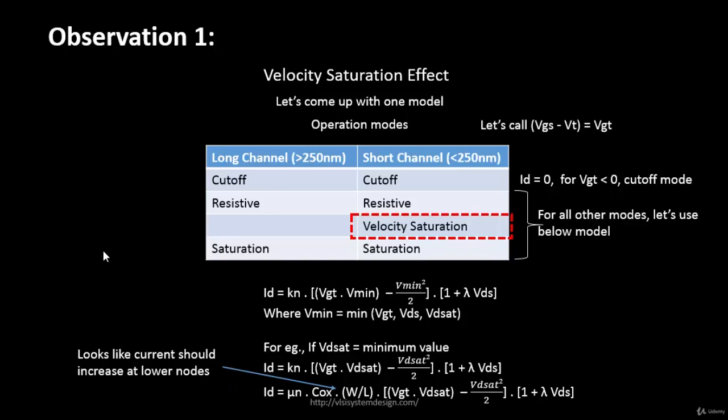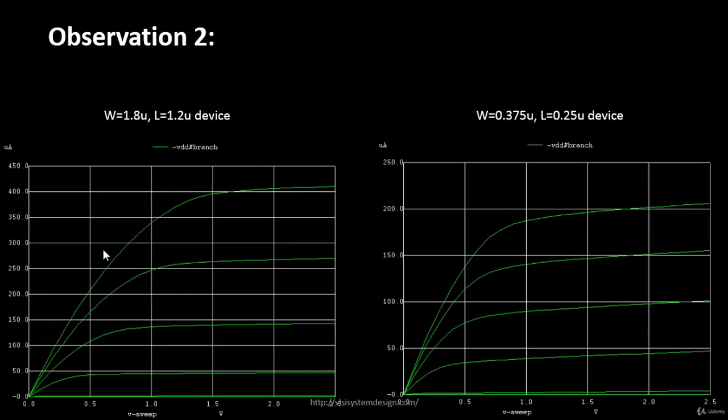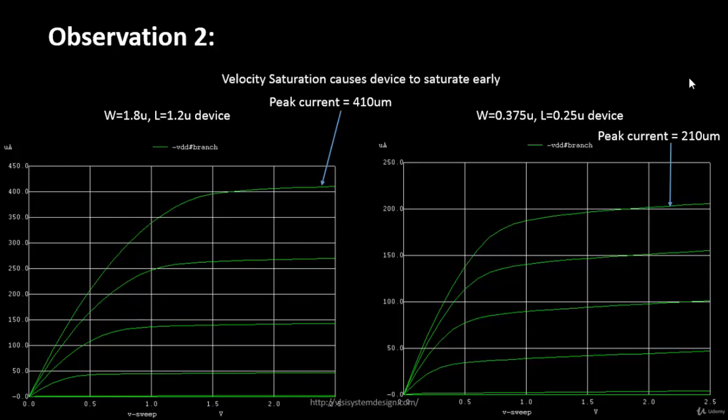But there is a second observation, which is about your currents in the saturation region. Basically, we are talking about the current at this point. For a W by L device of 1.2 micron by 1.8 micron by 1.2 micron, if your peak current is 410 microamps, in this case your device peak current is 210 microamps. There is a typo over here, it's 210 microamps. So you see the trend is not maintained. At lower device dimensions, your peak current tends to reduce. The reason for this is velocity saturation, and that's why it's an important term to note when we move from higher to lower device sizes. Velocity saturation causes your device to saturate early, and as a result the peak current you see for the same W by L ratio is different in the two cases.